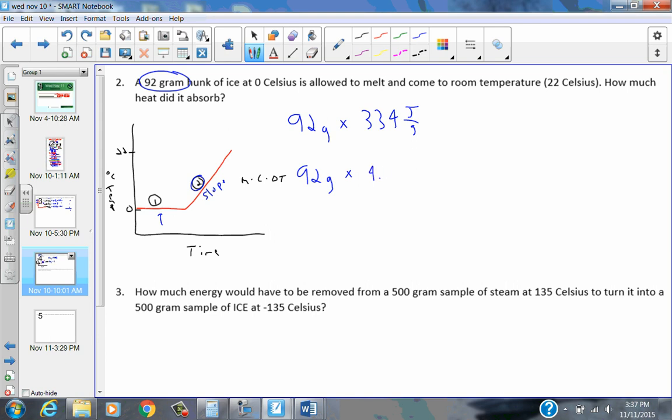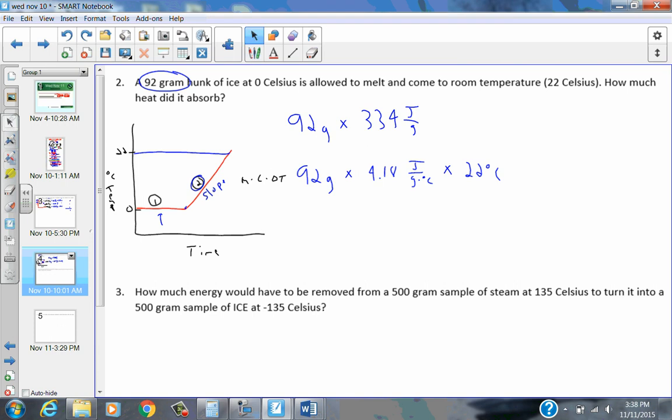That's going to be liquid, 4.18 joules per gram degree Celsius. So I have to use 4.18 because at those temperatures, water, H2O, is a liquid. How much is it going to change? It's only going to change from 0 to 22, which is a change of 22 degrees Celsius.